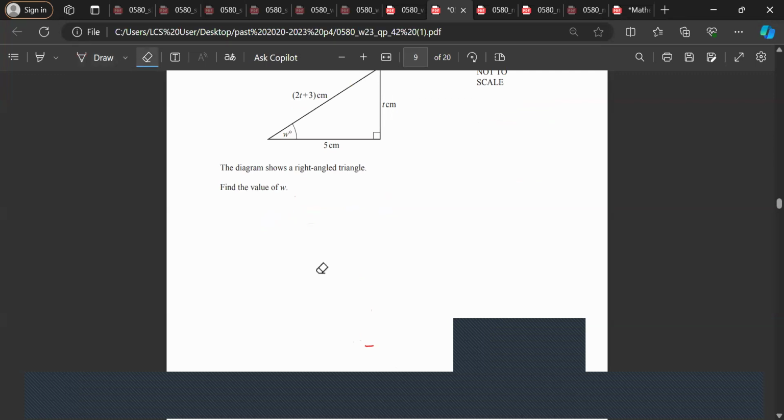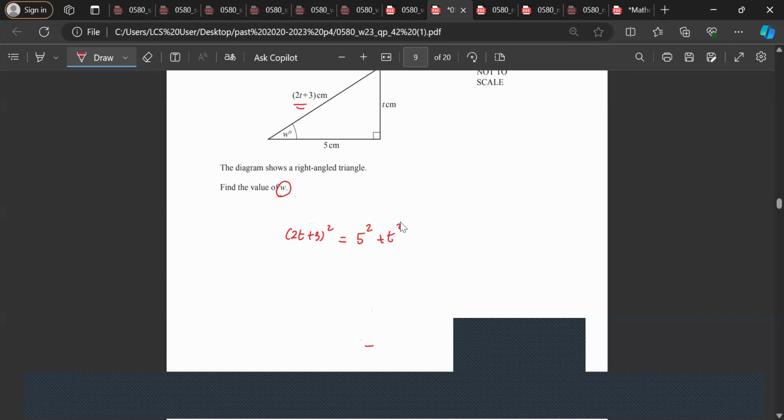From the beginning, he wants W. How can I get W? This is a right angle triangle, so I can use sine ratio, cosine ratio, or tan ratio. But the problem is that I don't have t, I have to have these sides as numbers. So how to get t? I will use Pythagoras. Pythagoras is telling me that the hypotenuse squared equals the first side squared plus the second side squared.